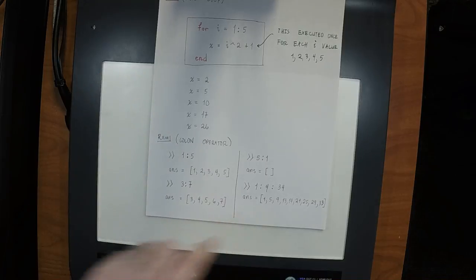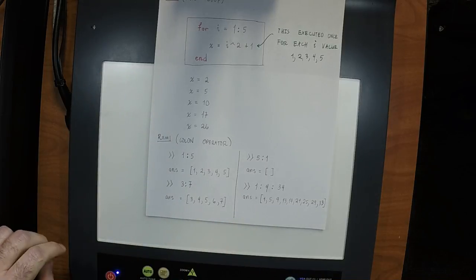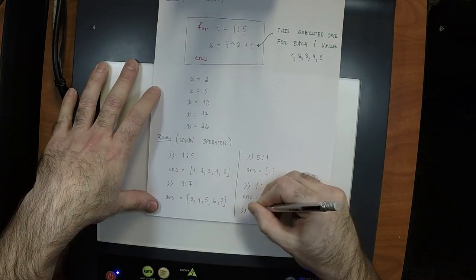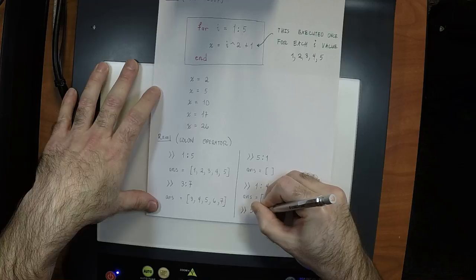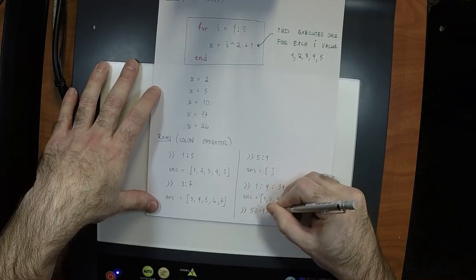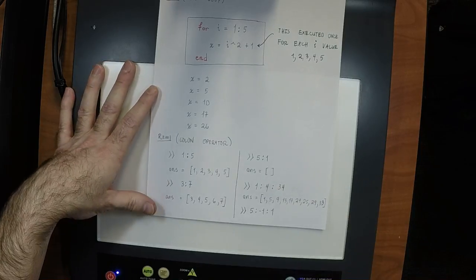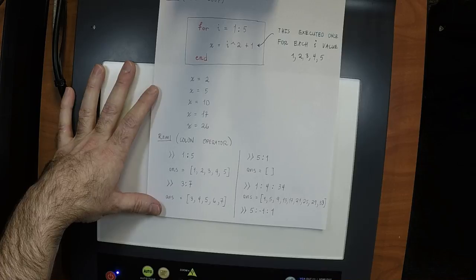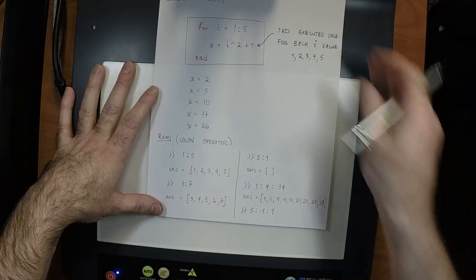So now that I've written this, would someone care to speculate? How do you get MATLAB to give you 5, 4, 3, 2, 1? 5:-1:1. Very good. So 5 colon negative 1 colon 1. Now it'll get, yes? There is, but I'm not going to talk about that right now. There are such things.